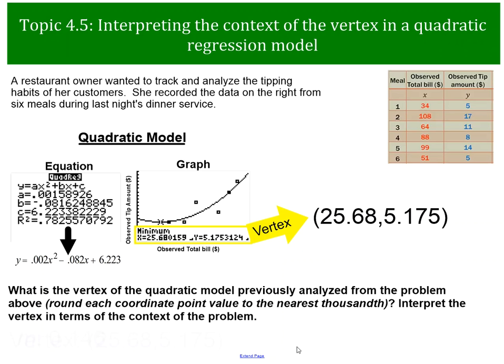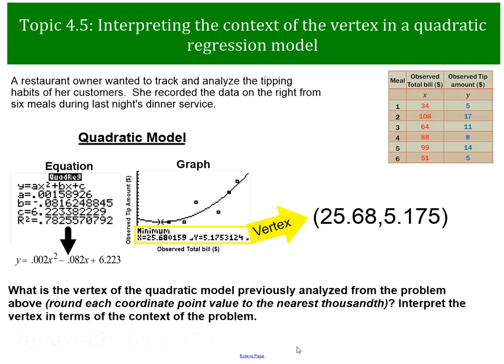Okay, topic 4.5, interpreting the context of the vertex in a quadratic regression model. All right, so the vertex, the minimum value of the parabola. You can access that information from the graphing calculator, which I'm going to show in a moment. But remember, we're talking about this quadratic model in the same situation, bill versus tip. We said the quadratic model presumably matches the data better, so we want to look at the vertex and see what that means. What's the minimum value?